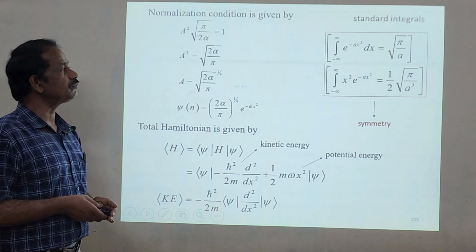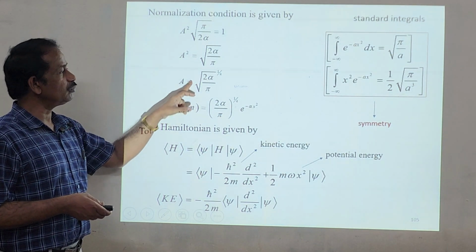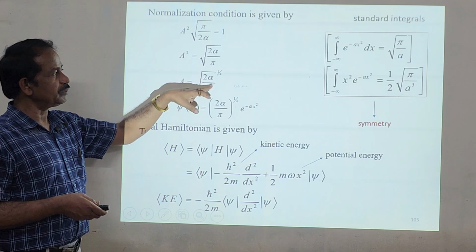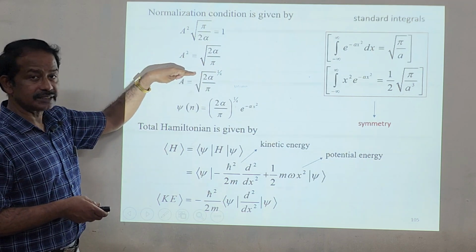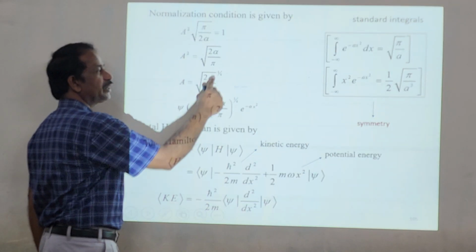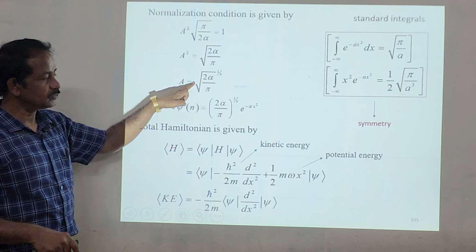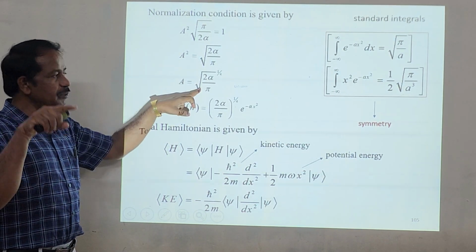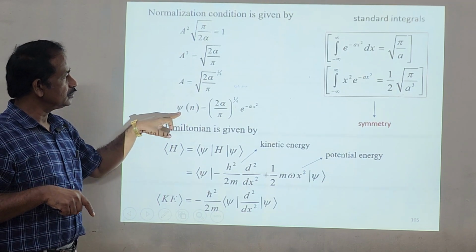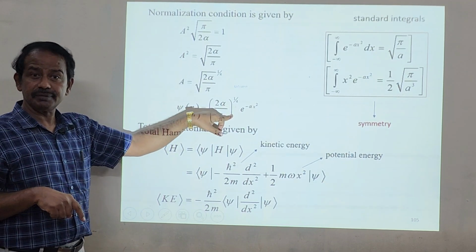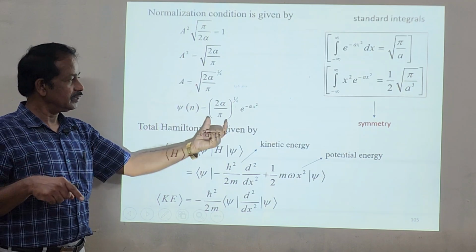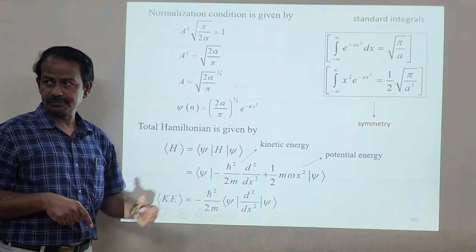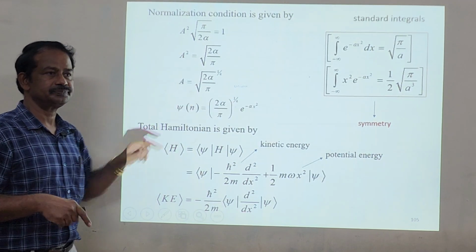So A squared will be root of 2 alpha by pi, and A will be 2 alpha by pi to the power 1 by 4. Okay, here also there's a mistake, so that's a mistake here. A equals 2 alpha by pi to the power 1 by 4. So your psi will be A e power minus alpha x squared, with A being this one. We have found out the complete wave function.